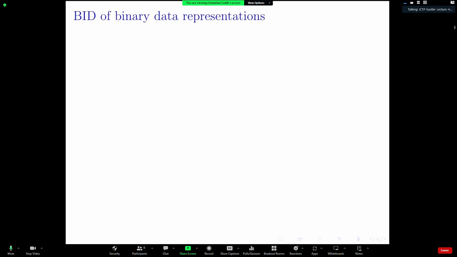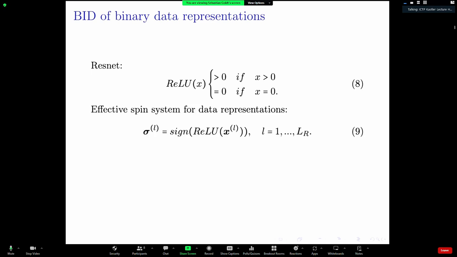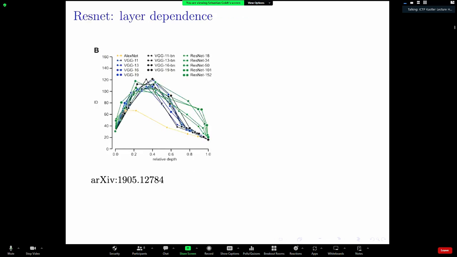So we studied the bid of the binary data representations. What does that mean? Let's take a ResNet, which has ReLUs. ReLUs give you something or zero. Then automatically, for free, you get your effective spin system if you take the sign of the ReLU of the preactivation. So something is spin up, zero is spin down, that's it. And if you have some other activation, in principle, actually in practice, it also works to take the sign to make your effective spin system. Of course, we need spins because we have an ID estimator that works for spins.